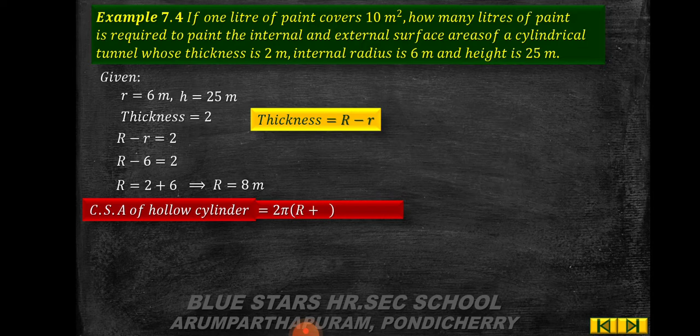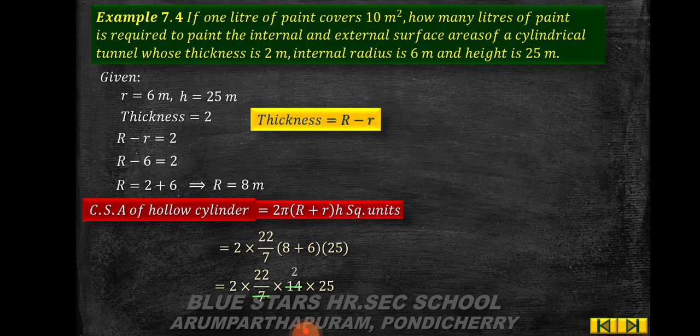CSA of a hollow cylinder is equal to 2 pi into capital R plus small r into h square units, which is equal to 2 into 22 by 7 into capital R is 8 plus small r is 6 into h value is 25, which is equal to 2 into 22 by 7 into 14 into 25. So 7 and 14 get cancelled 2 times, which is equal to 44 into 25 into 2 is 50, which is equal to 2200 meter square.